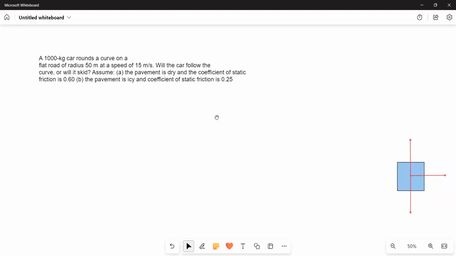Now let us do a problem. A 1000 kg car rounds a curve on a flat road of radius 50 meters at a speed of 15 meters per second. Will the car follow the curve or will it skid?